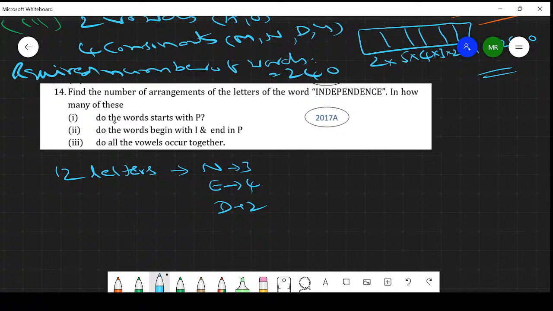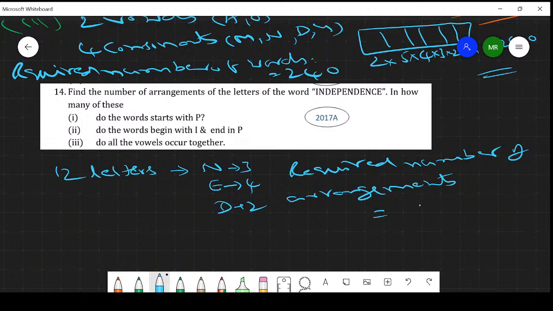First question: find the number of arrangements of the letters of the word independence. Many people may make a mistake here. They will do only 3 cases, but here we should do 4 cases. The required number of arrangements is equal to total 12 letters, 12 factorial, divided by the repeated ones: 3 factorial into 4 factorial into 2 factorial.